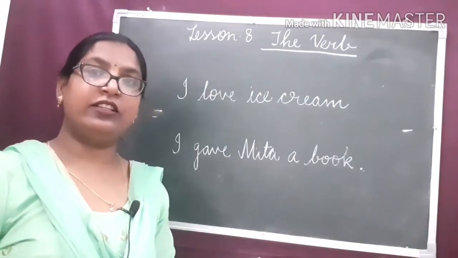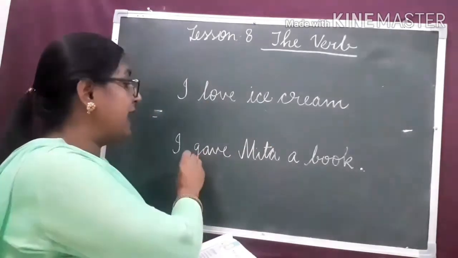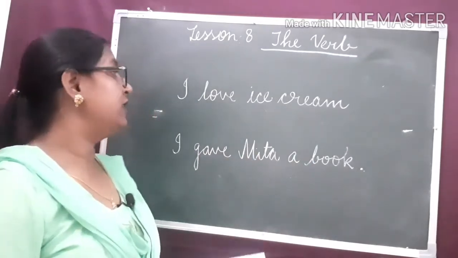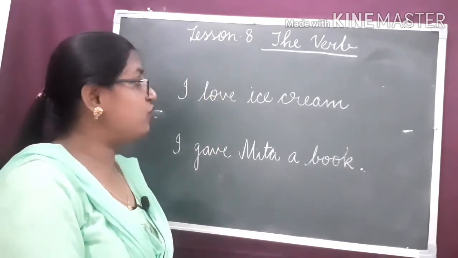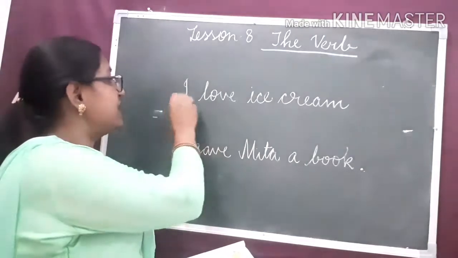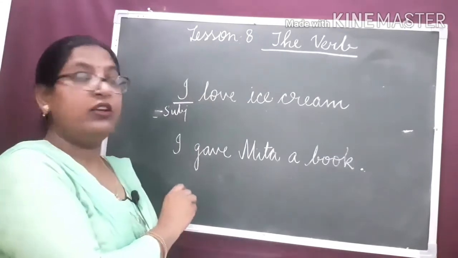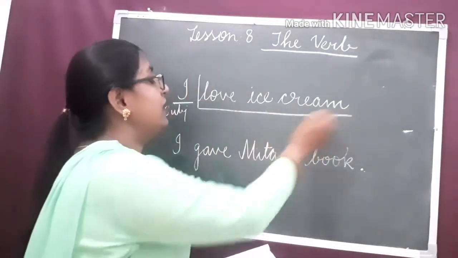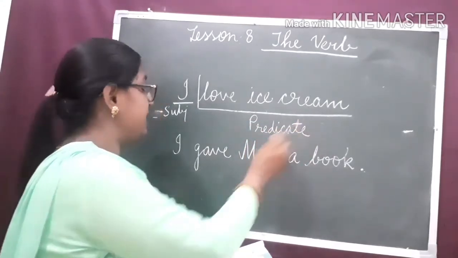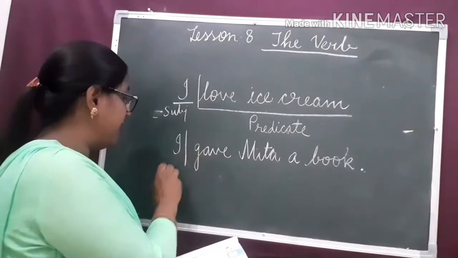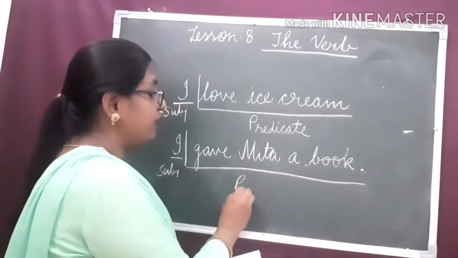Now, dear children, look at these two examples written on the board. I love ice cream. I gave Meeta a book. Let us see the first example. What is the subject in this sentence? About what we are talking in this sentence? That is I. I is the subject. And the rest of the sentence is the predicate. In the next sentence, again I is the subject and the rest of the sentence is the predicate.